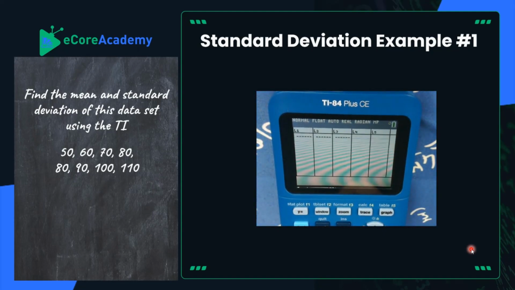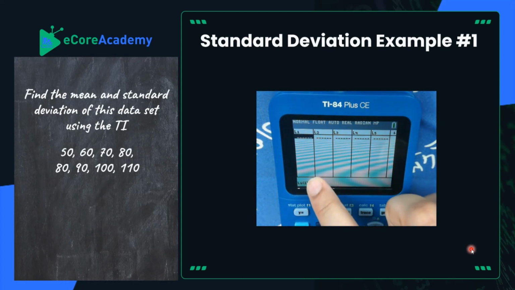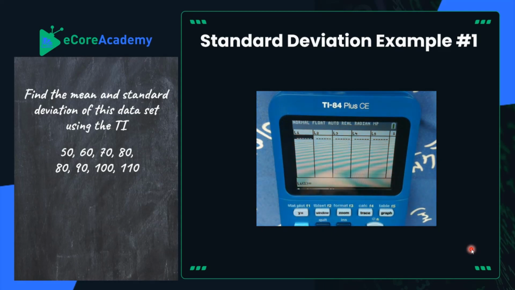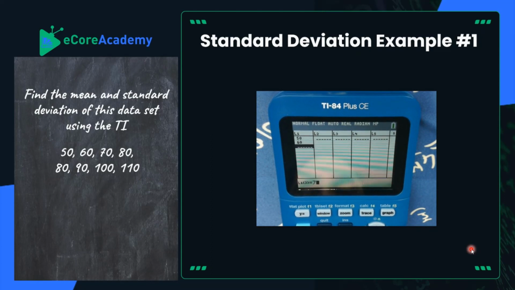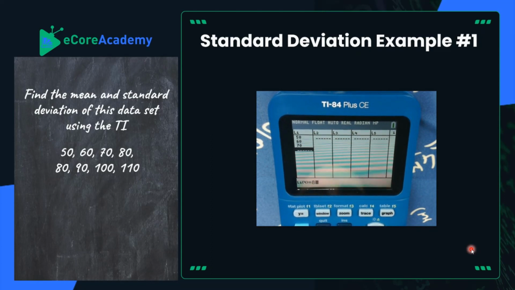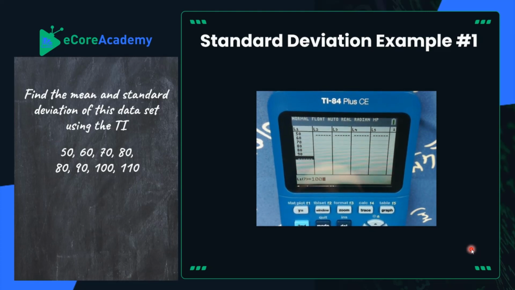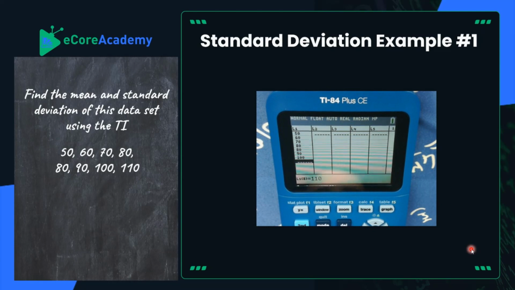So you can just hit enter, and then in our L1 column, first we're going to make sure it's clear. It is clear. We're just going to enter all the data points we've been given. So 50, hit the down arrow, 60, down arrow, 70, down arrow, 80, down arrow, 80 again, down arrow, 90, 100, 110.